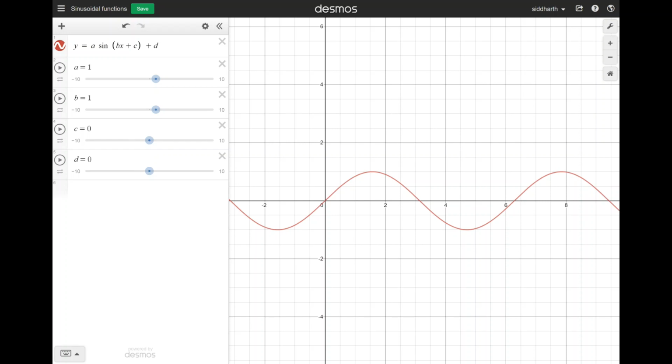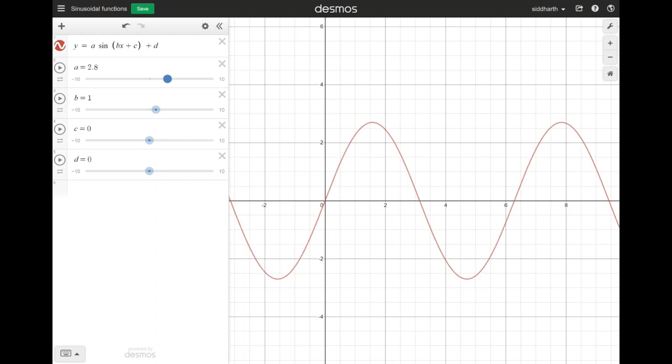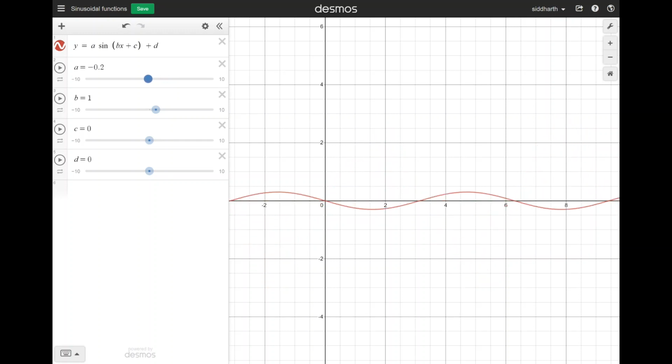Let's start with a. When we change the value of a to 2, we can see that the amplitude of this graph will become 2. And when we change the value of a to 3, we can see that the amplitude of this graph becomes 3. That means that the value of a in this function will always give you the value of the amplitude of the function. But what happens if a is 0? If a is 0, we can see that we just get a straight line.